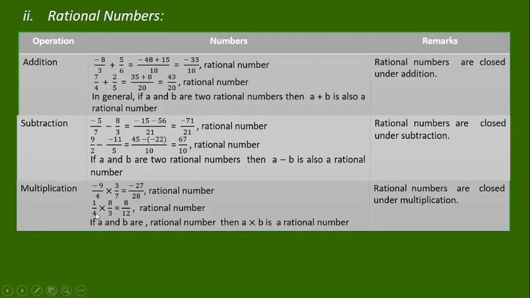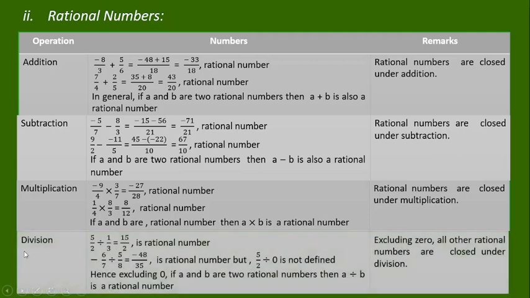Similarly, 1 upon 4 into 8 upon 3 is coming as equal to 8 upon 12, which is again a rational number. So if we are considering two rational numbers, then the product of those two rational numbers is also equal to a rational number. So the remarks are rational numbers are closed under multiplication operation.